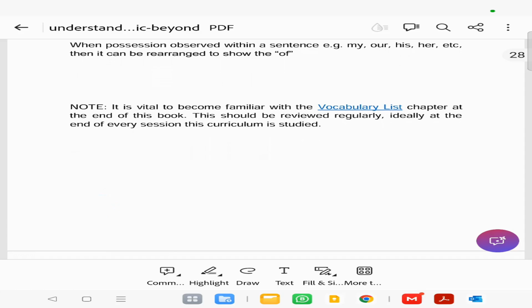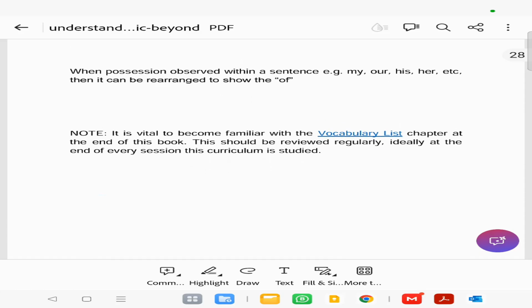And again, I will say, at the end of every chapter, it is important for someone who is studying this curriculum to take a look at the vocabulary list at the end and to go through it, bit by bit, ideally at the end of every session that they study this curriculum, so that they become familiar with it, inshallah.